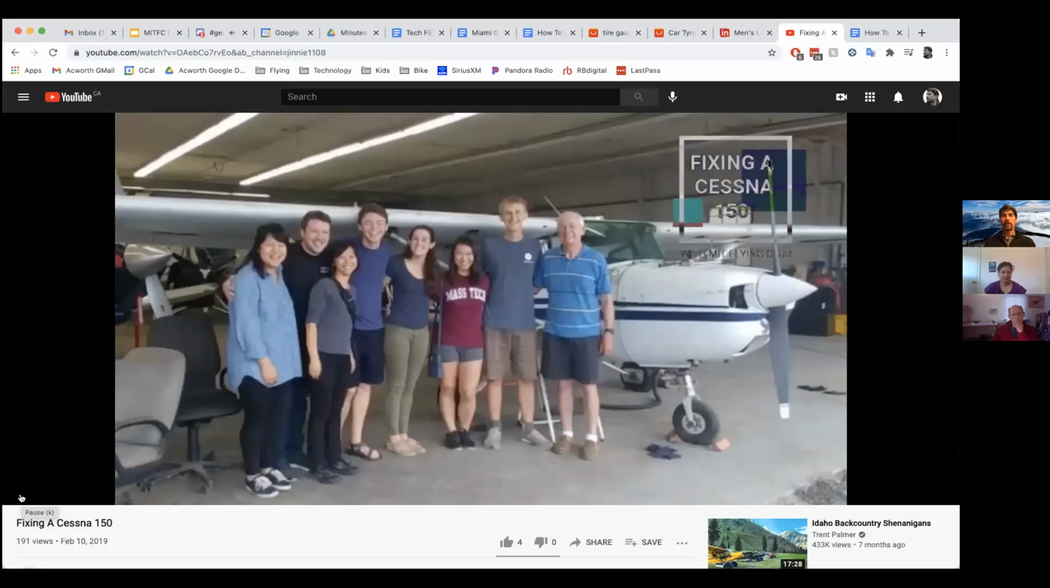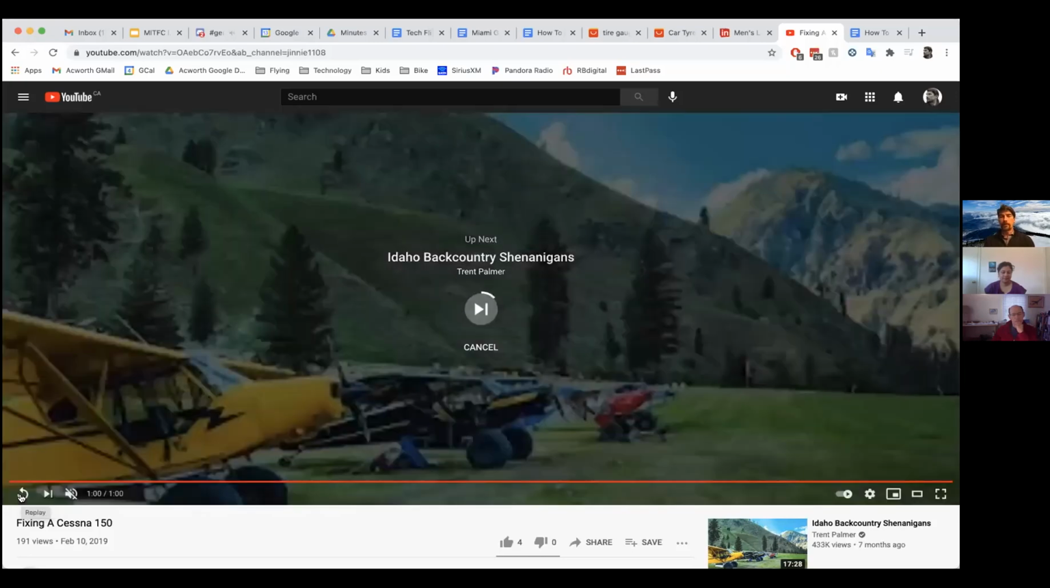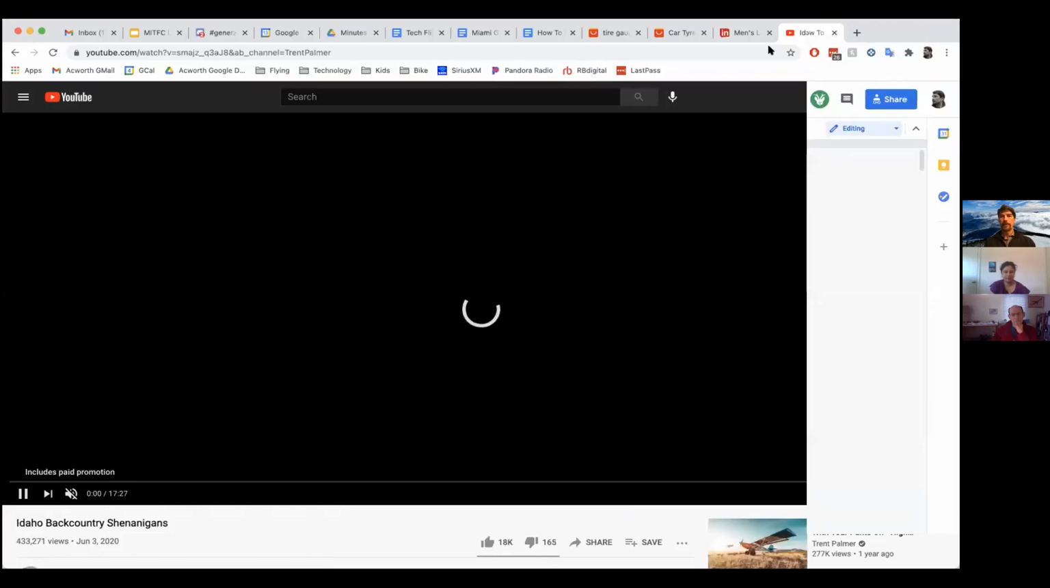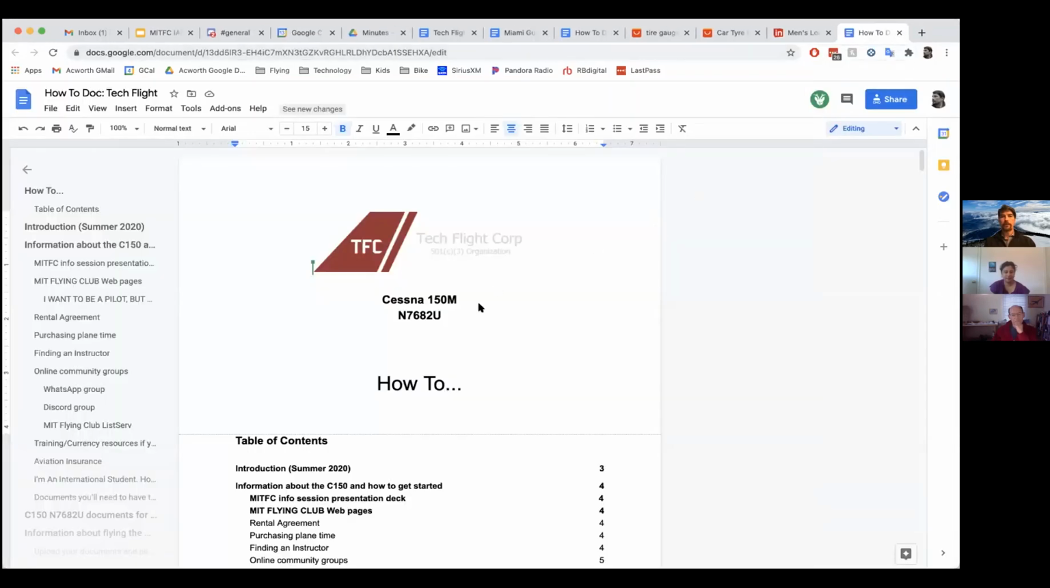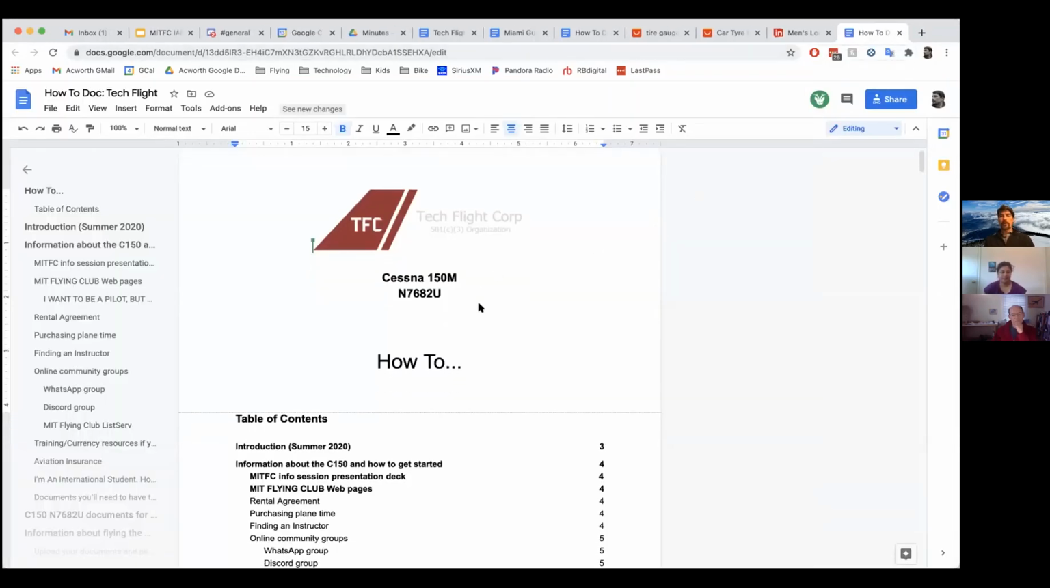Our goal, and we formed a nonprofit company, a 501(c)(3) nonprofit called the Tech Flight Corp. And so we're a charitable educational entity. We have a board of directors, which includes always the president of the MIT Flying Club. So every year when the MIT Flying Club gets a new president, that person automatically has a seat at the board of directors table.